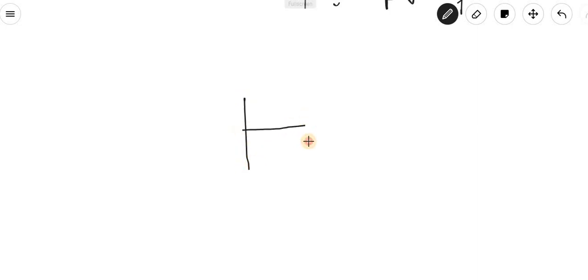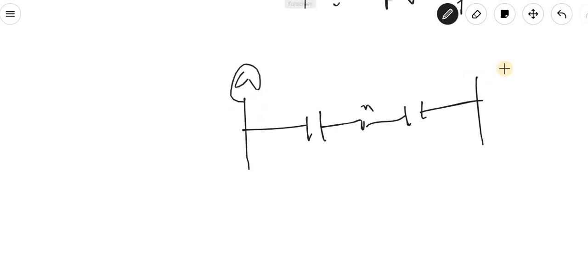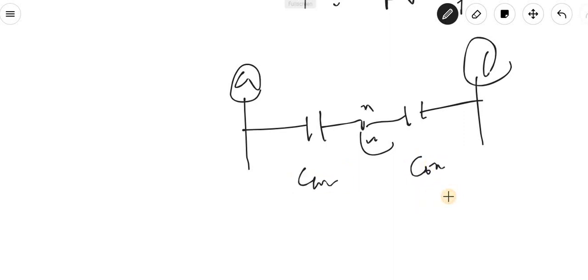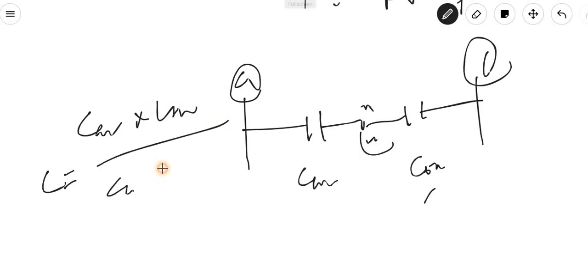The series combination of this is line. Suppose one conductor, this is the neutral. So CAN and CBN, the resultant capacitance is CAN into CBN divided by CAN plus CBN.